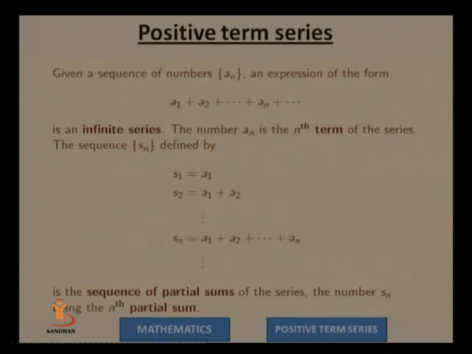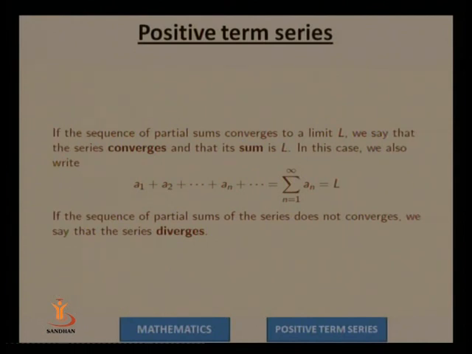Now after that we have a partial sum sequence. That sequence is defined as Sn equals the sum of the first n terms, that is a1 plus a2 plus up to plus an, and that Sn is said to be the partial sum sequence. Now the convergence of any series depends upon this partial sum sequence.